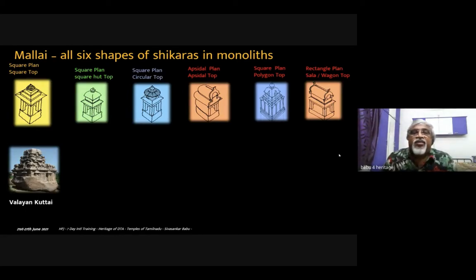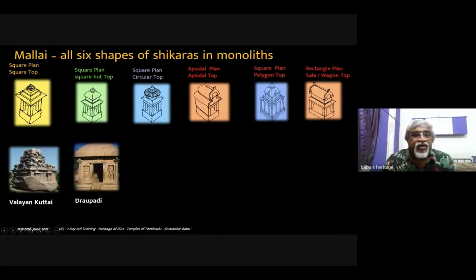We have around 9 monolithic rathas. They have covered all these shapes. All are in various shapes and designs. The Valankutte Ratham has the basic square type of Nagara Shikara. When you go to Draupadi Ratha, it has the Kudakara, the hut type of coverage.